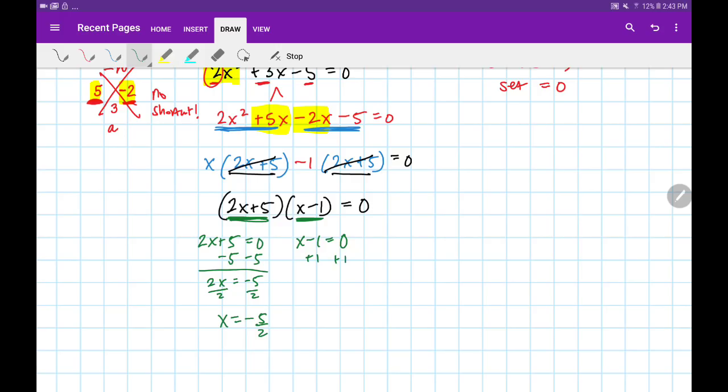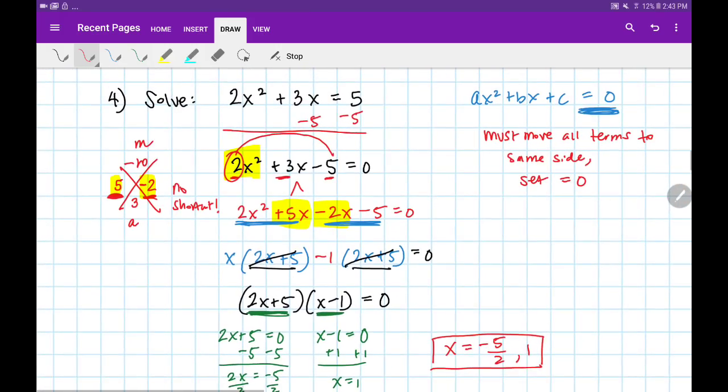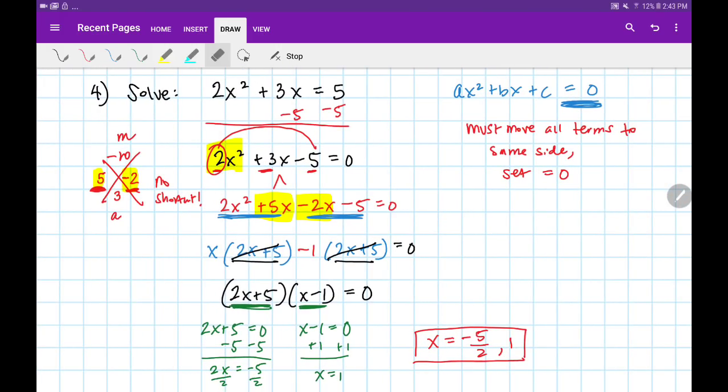On the right side, I'll add 1 to both sides. I'll get x equals 1. And these are my two answers. X equals negative 5 halves and positive 1. The way I did that is by first checking GCF. Didn't work. Then I recognized I had a trinomial, so I used my magic x.